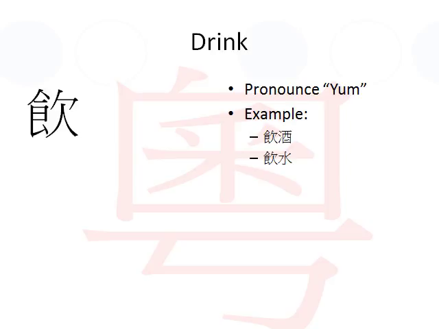So again, the pronunciation for this Cantonese verb would be yum. Examples, as you can see, there are again two. The first one is called yam zhao, where zhao means wine. So yam zhao means drink wine. And the second one is yam shui. The word shui, which is the second word of that sentence, means water. So overall that sentence means drink water.